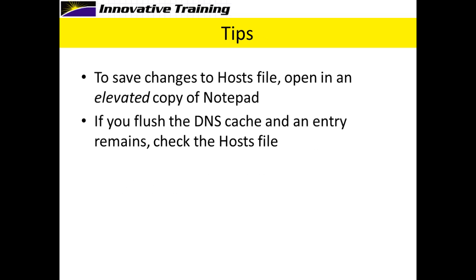Now on a client, Windows 7 or over, the host file is in a protected area. You can't just go out into Explorer and double-click Windows and System32 and get yourself out to the host file. What you have to do is open an elevated copy of Notepad, which means run Notepad as an administrator, and then you'll be able to see any changes to the host file. The only other way to detect if something is coming from the host file, besides actually looking at that file, is if you flush the DNS cache and an entry remains, I would check the host file, because that would probably be the only place it's coming from.